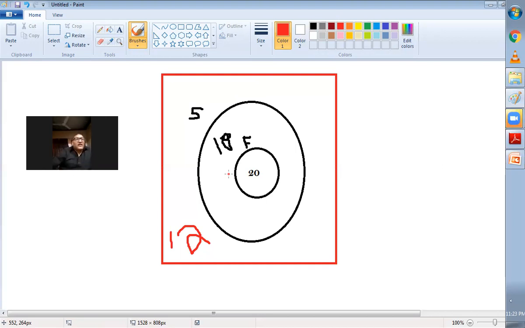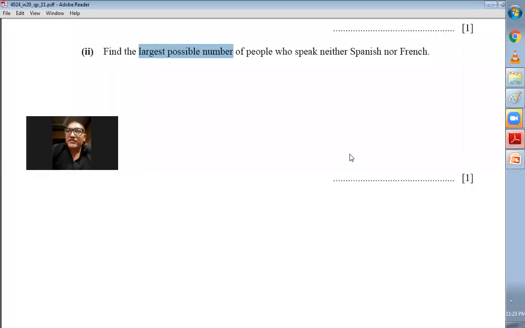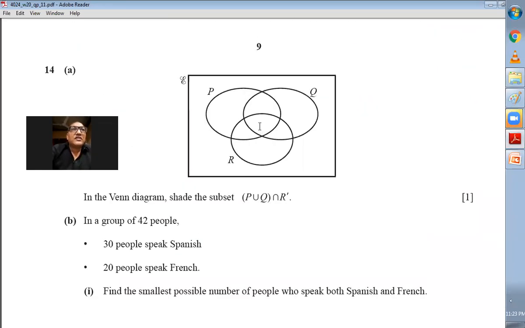This is another way of doing this question. Okay, so hopefully you have understood. Okay, let's move to the next part. So this is one way, and I showed you the other way also. Okay, so let's go. So this was question number 14.